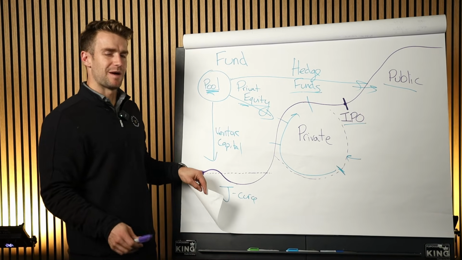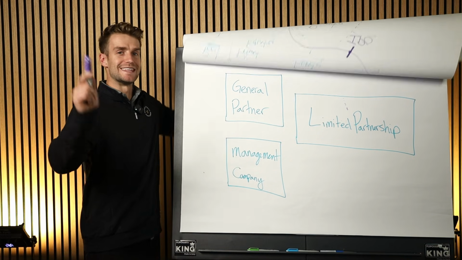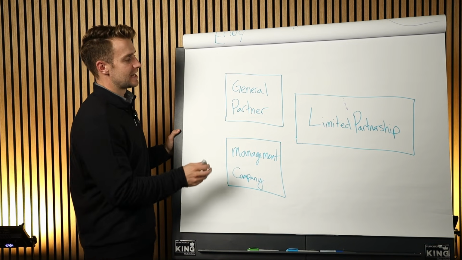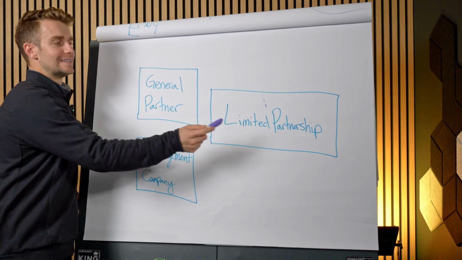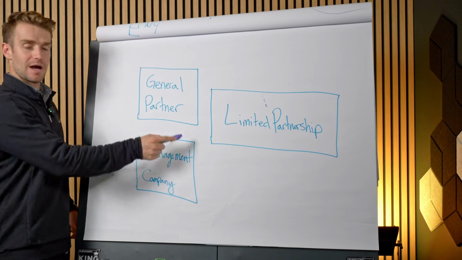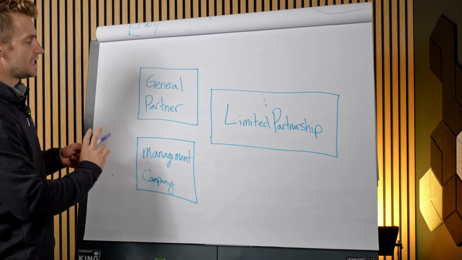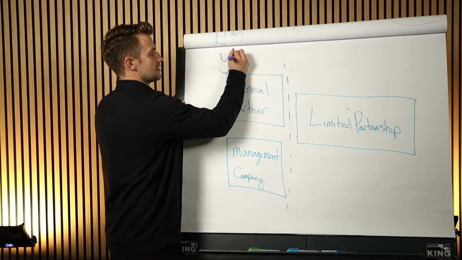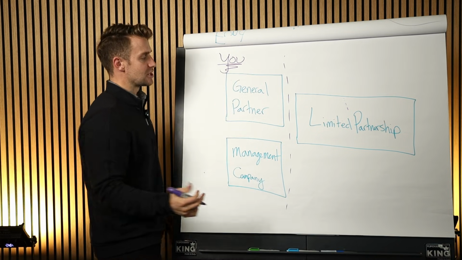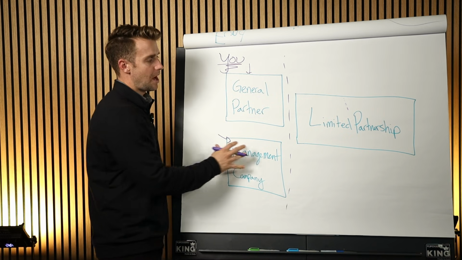Now, in my experience, about 99.9% of private funds use this legal structure right here. This legal structure is the general partner, limited partnership with a management company structure. I'll break this down a little bit. So what are we talking about here? We have the general partner and management company. This is you. This is the fund manager. The fund manager is the general partner and also usually owns the management company as well. We'll come back to this in a second.